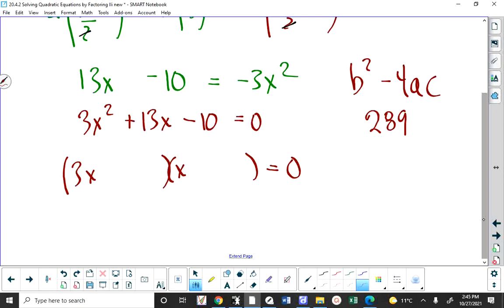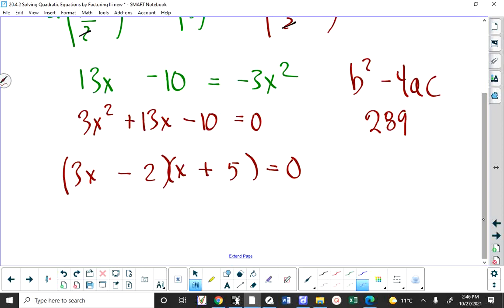I'm going to try it. I'm going to put the 5 here and the 2 here. That's not going to work, because my outer is 6x and my inner is 5x, and I want a total of 13x. That's no good. So let's switch these two around. Now my outer is 15x. My inner is 2x. Well, that's good, because if I have positive 15x and negative 2x, then that gives me 13x.